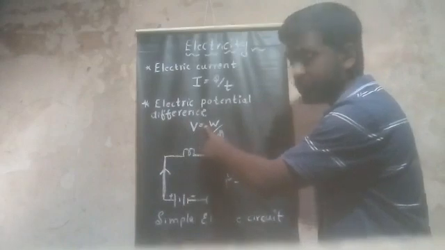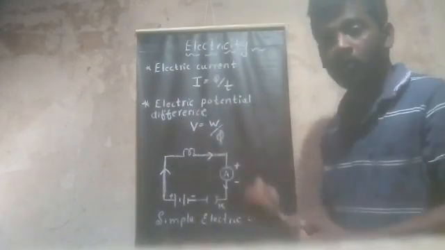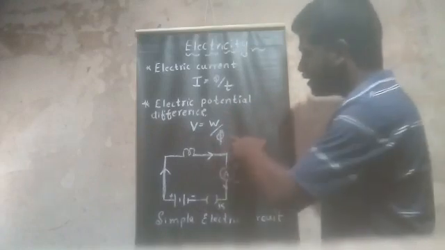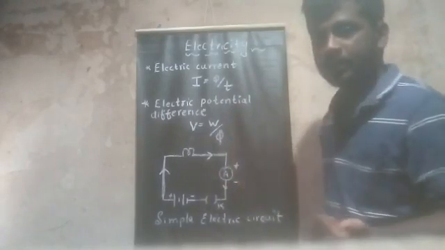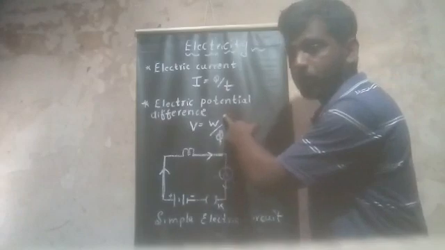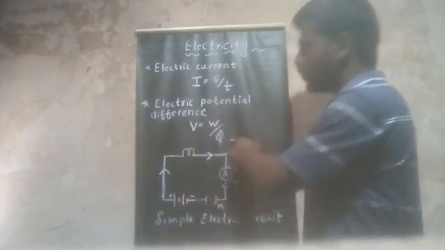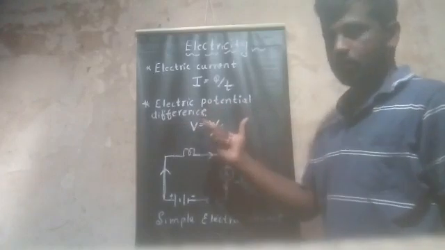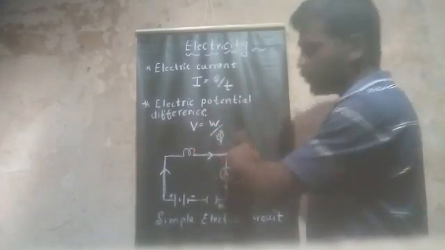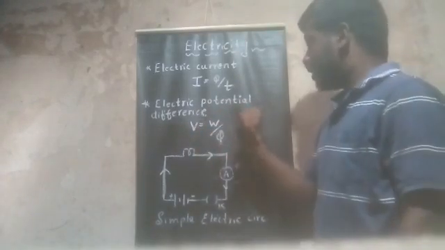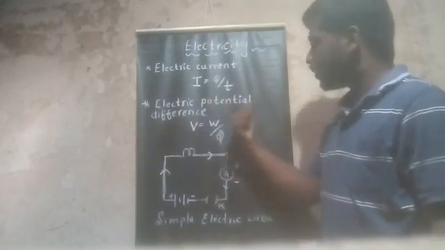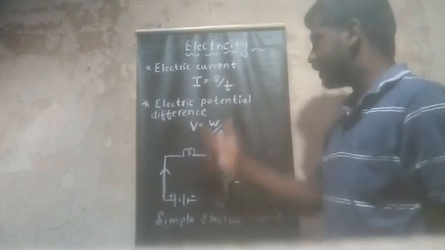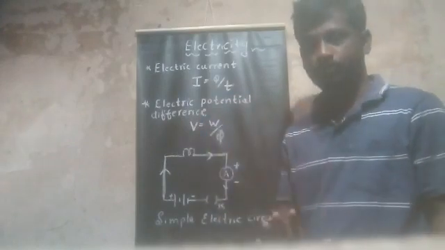Which is equal to, as I told, the amount of work done, that is W, in moving a unit charge, that is Q. Charge symbol is Q, work done is W, so V is equal to W by Q. This is the second formula for electric potential difference. So V is equal to W by Q. The SI unit for electric potential difference is volt. Remember that the electric potential difference SI unit is volt.